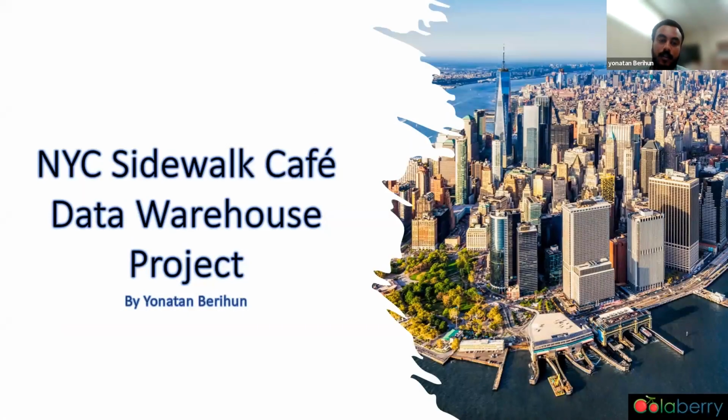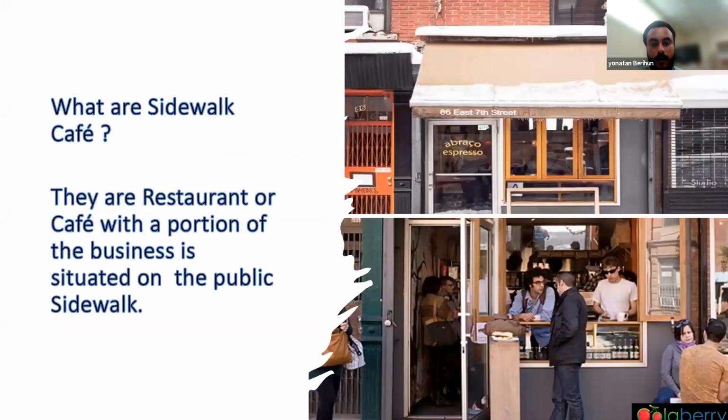I'm an ETL developer, and this is the New York City Sidewalk Cafe project and the data warehouse. Let's begin. So what is a New York City Sidewalk Cafe? A sidewalk cafe in New York is basically a cafe that's situated between two businesses on the left or right, or possibly even apartment complexes above them.